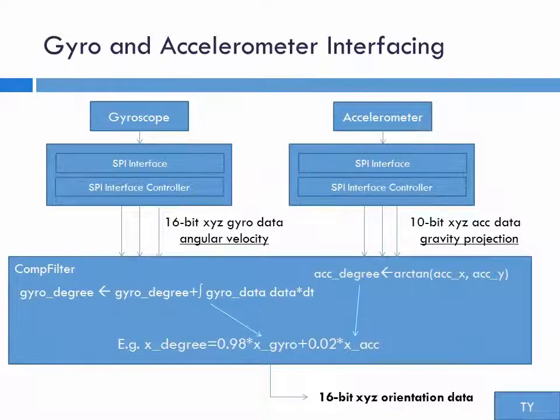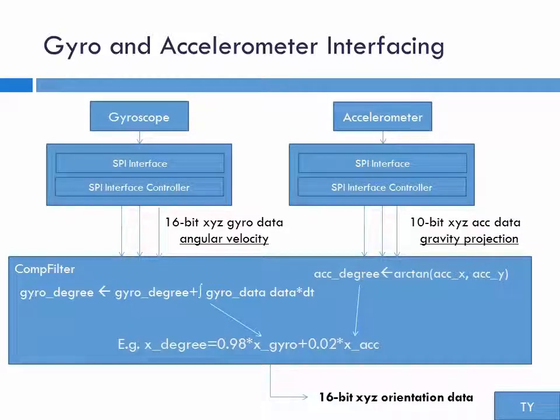Now let's look at the structure of a complementary filter and how to get the orientation position data in degrees. The SPI interface and SPI controller interact with the component and scale the raw data to user-interpretable readings. At the complementary filter inputs, the gyroscope has all 3 axes of 16-bit signed angular velocity data, and the accelerometer has all 3 axes of 10-bit signed gravity projection data.